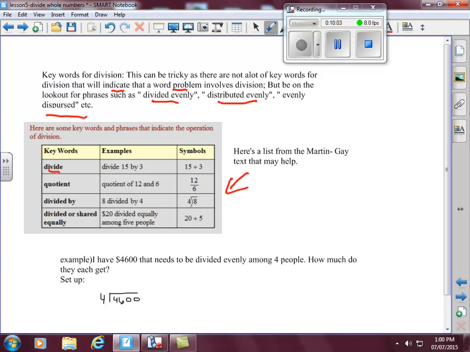A problem might blatantly say divide. Divide 15 by 3. And we would write it symbolically as 15 divided by 3. If it says quotient, the quotient of 12 and 6 would get written like this. Divide by, 8 divided by 4 gets written like this. So you do want to work on translating. Shared equally, 20 bucks shared equally among 5 people. See, 20 divided by 5.